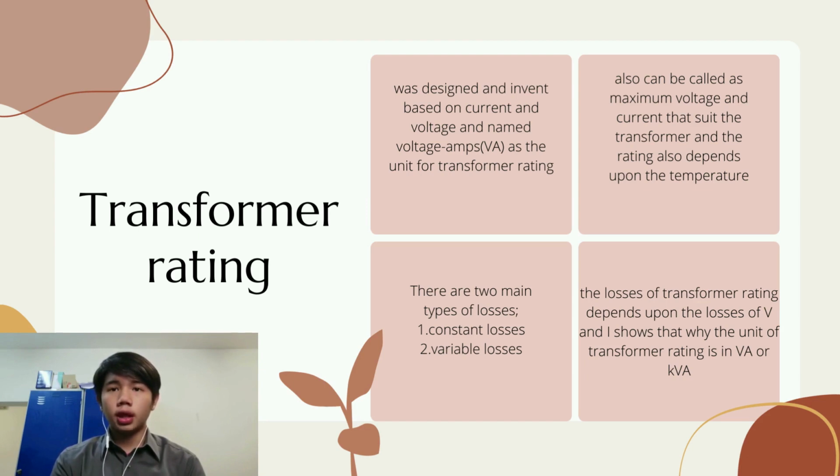Next, there are two main types of losses that will be a main factor in the transformer rating. First of all is constant losses, which depend on V, which is voltage. And the second is the variable losses, which depend on I, which is the current. Next, the transformer rating depends upon the losses of V and I, as I stated before. So that shows why the transformer rating is expressed in the unit of VA and kVA.